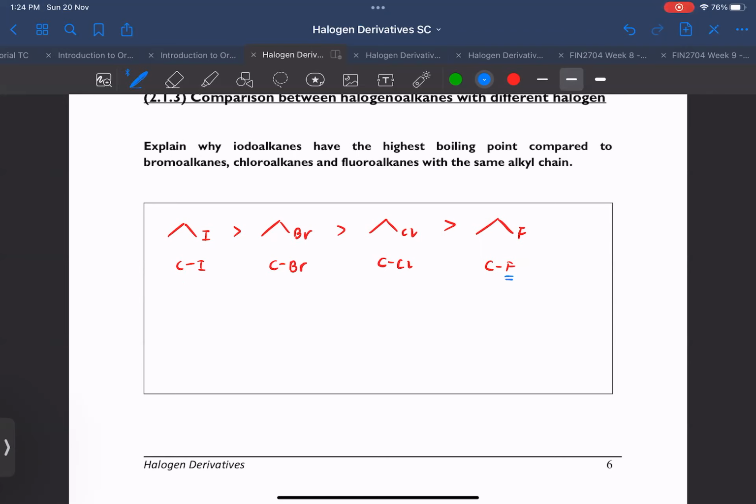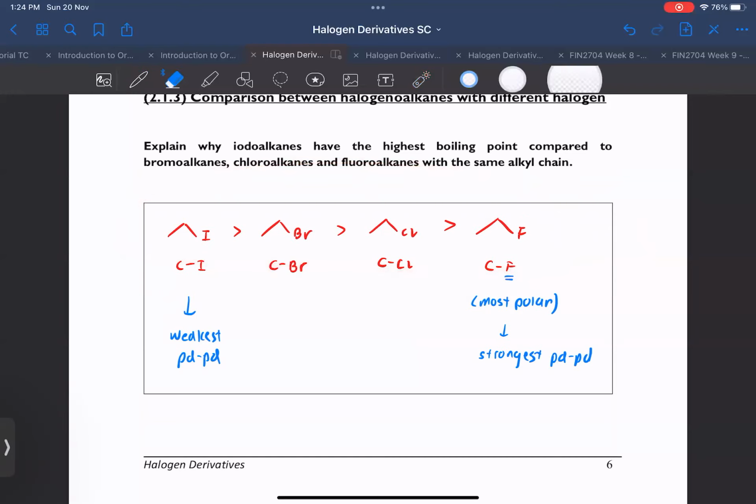F is the most electronegative, so by right, this one is supposed to be the most polar. But let's continue this train of thought. If it's the most polar, that means it has the strongest PD-PD attractions. On the other hand, this one here, least polar, has the weakest PD-PD. Do you notice that even though you're not conceptually wrong, you just can't use this explanation here because it doesn't explain the trend? So you just have to choose something that works. This answer in blue is not wrong at all conceptually, but just don't use it here.